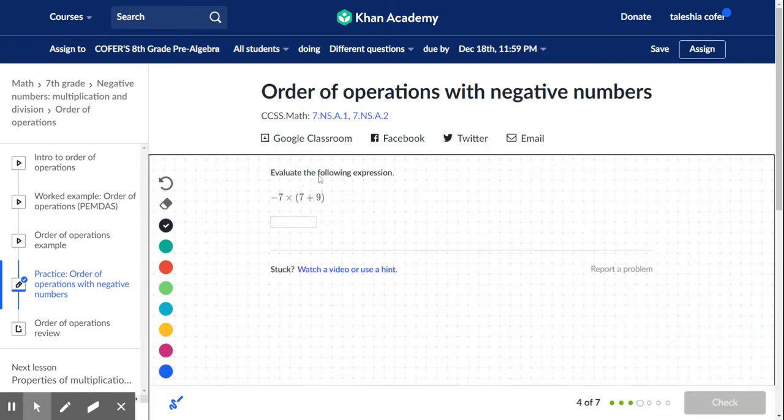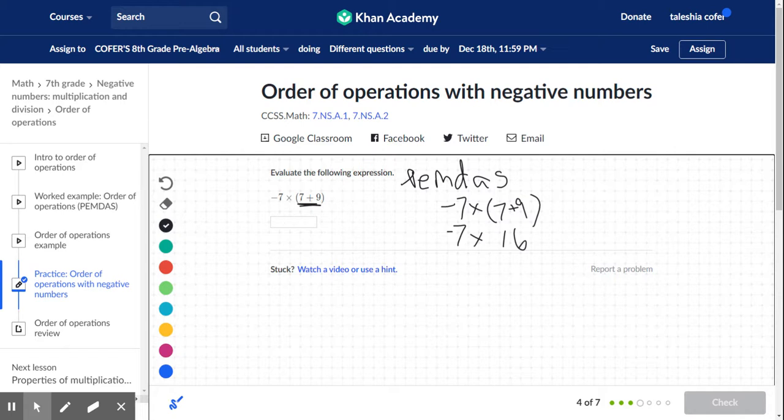Just like that. On this one, same thing: parentheses first, then exponents, multiplication or division, then addition or subtraction. In my parentheses first, here I have a 7 plus 9, which gives me a 16. So instead of negative 7 times 7 plus 9, I have negative 7 times 16 because 7 plus 9 is 16. Now I can multiply 7 times 16.